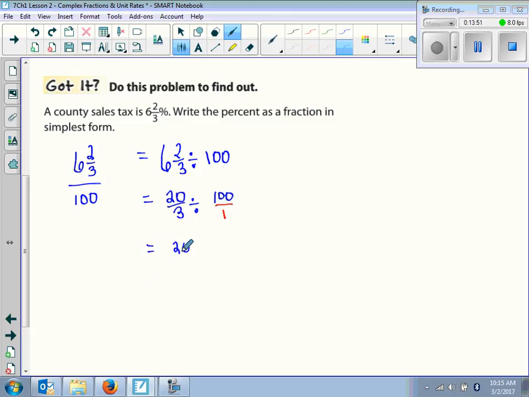So we have 20/3 times 1 over 100. And of course, before we multiply, we can simplify. So 20 divided by 20 is 1. And 100 divided by 20 is 5. And then when we multiply straight across, we get 1/15. Very good. So 6 2/3% as a fraction in simplest form is 1/15.